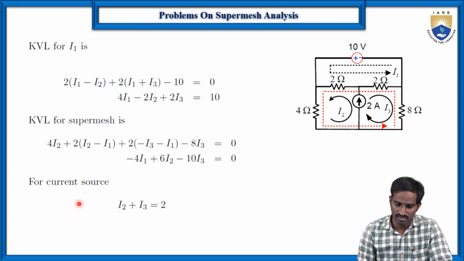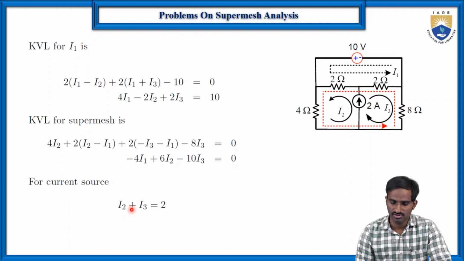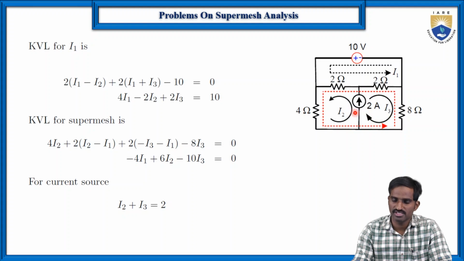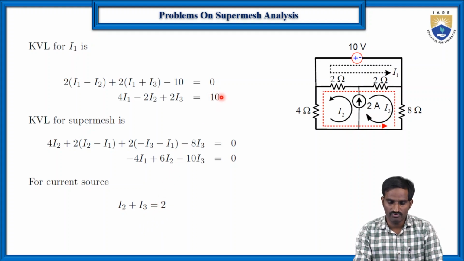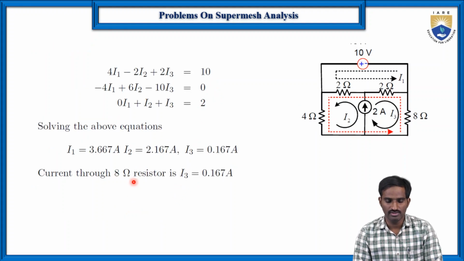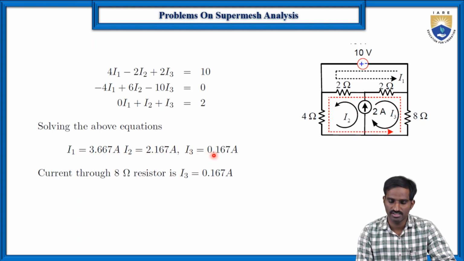So the current source equation here is I2 plus I3 is equal to 2, because the super mesh direction is opposite to that one, and I2 and I3 are both in the same direction as the current source direction. So I2 plus I3 is equal to 2. Then you have the three equations: this is one, this is two, this is the third. By solving these three equations, you will get the I1, I2, I3 values. Here I1 is equal to 3.667, I2 is equal to 2.16 and I3 is equal to 0.167. Like that we can find.